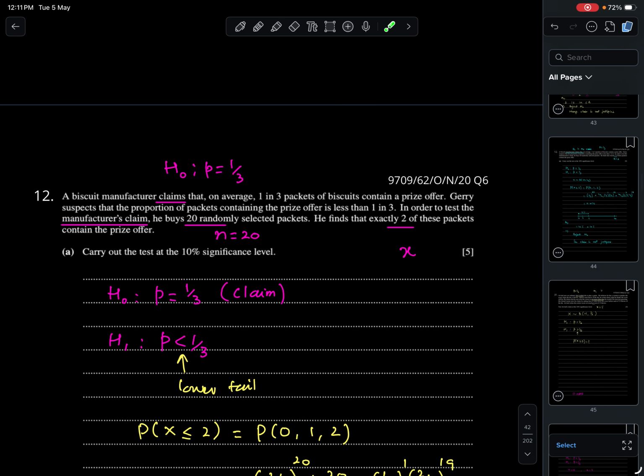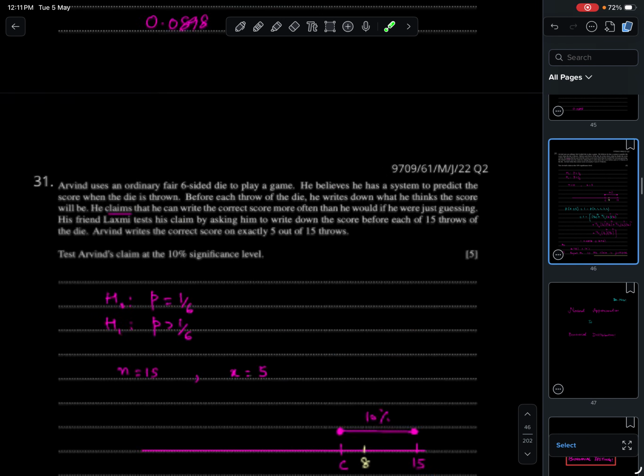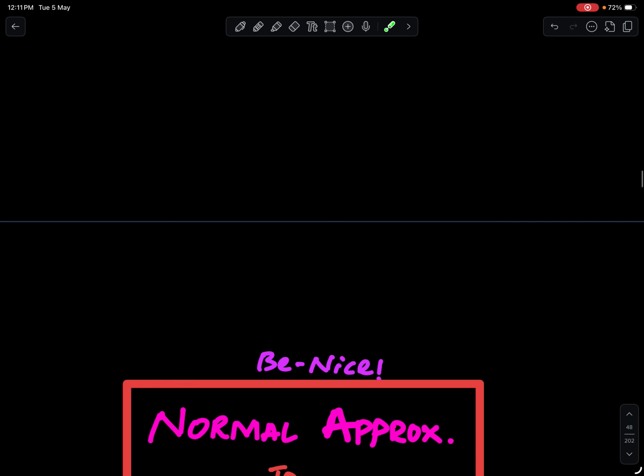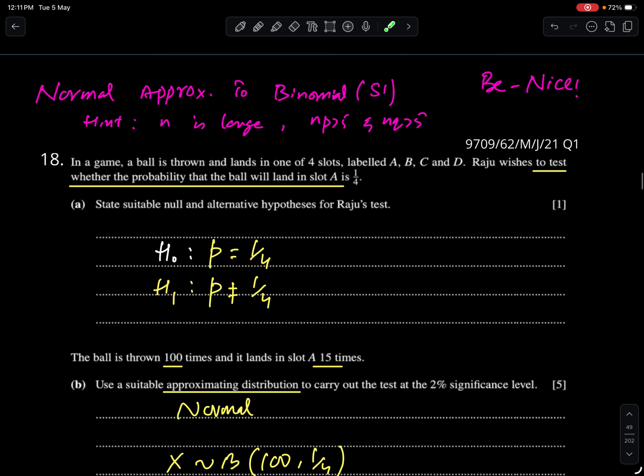I'm leaving binomial questions to save time. Normal approximation to binomial distribution. See, in a game a ball is thrown and lands in one of 4 slots A, B, C, D. So the probability is 1 upon 4. Raju wishes to test whether the probability is 1 upon 4. So he wants to test whether it is 1 upon 4 or not. It's a 2-tailed test.